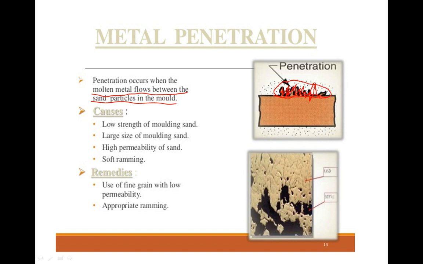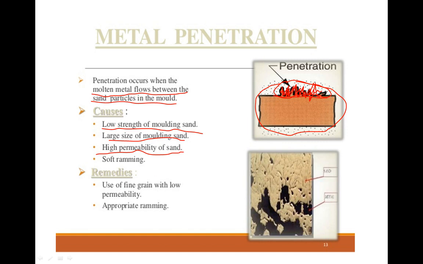So after pouring the molten metal, some molten metal goes into the sand particles. That is called metal penetration. After solidification, you will have this type of product, having some irregular shapes. So what are the causes? Low strength of molding sand, large grain size of molding sand, high permeability of sand. High permeability means more gases escape. Those are also responsible for metal penetration after casting.